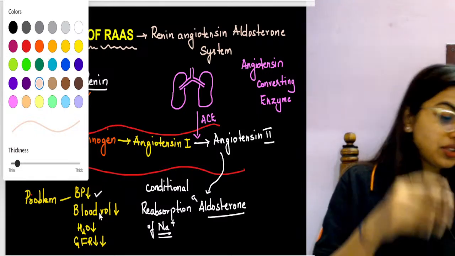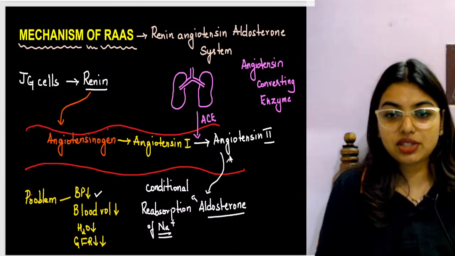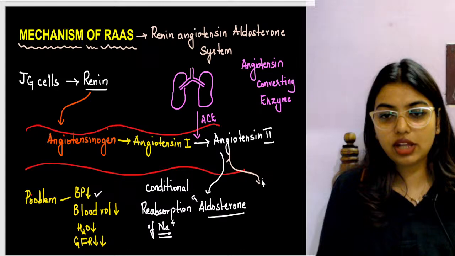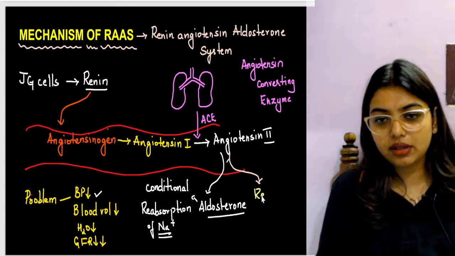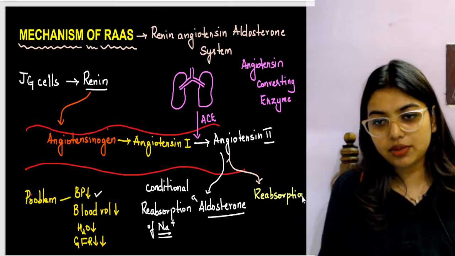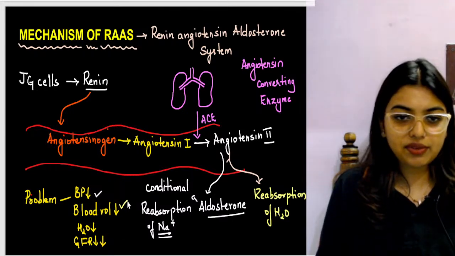Then we will tell the angiotensin that, you know, blood volume is low. Or water is low, we'll tell. So angiotensin 2 will be like, don't worry, we will do reabsorption of water. We will do reabsorption of H2O. So these two issues will be fixed.